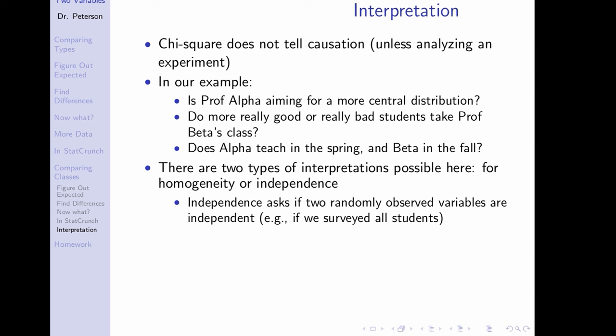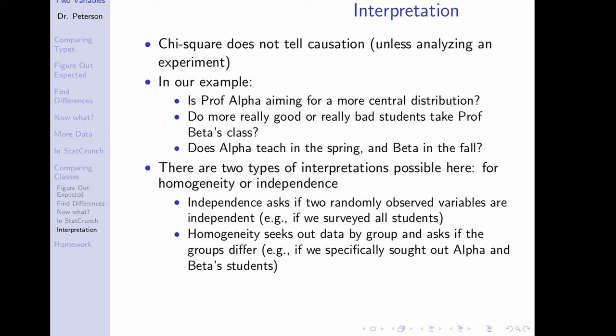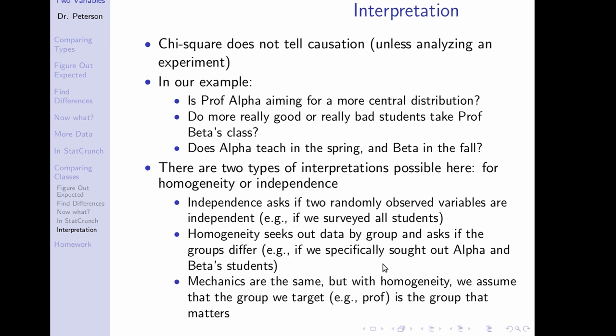Independence simply asks if two randomly observed variables are independent. So if we went around campus and surveyed all students and got back their professor and their grade, we'd have a test of independence. However, if we had a test of homogeneity, we would be seeking out groups and then asking if those groups differed. So we would specifically seek out Alpha and Beta students, or assign them into different classes if we were doing an experiment. And we would focus on the fact that that group is what causes the difference. The mechanics are exactly the same, but we have a slightly different interpretation. With homogeneity, we assume that the group we target, in this example the professor, is the group that matters.